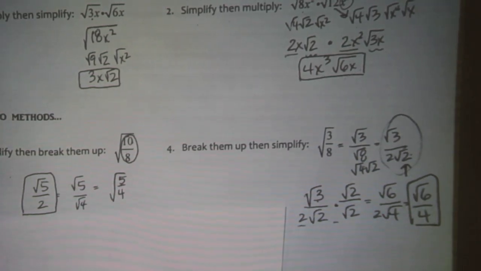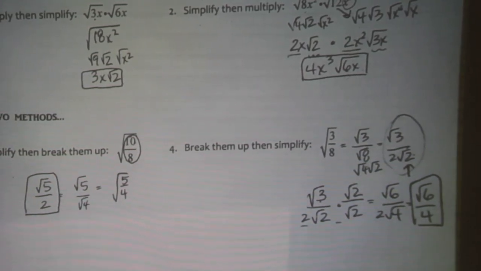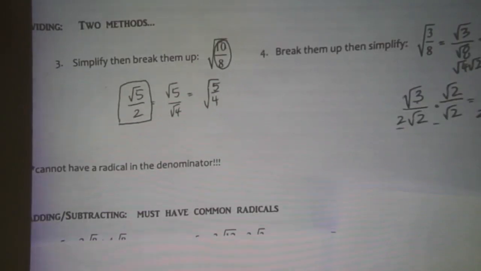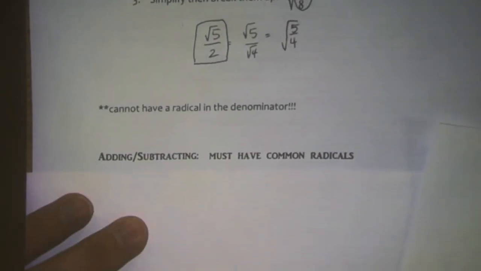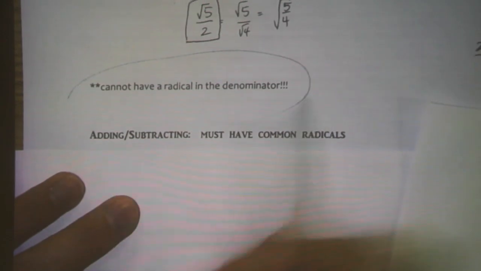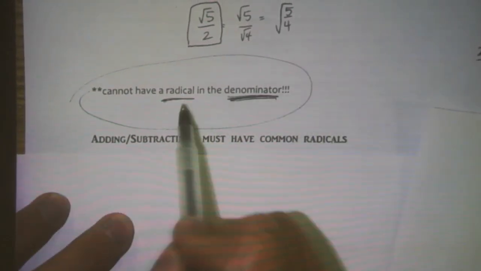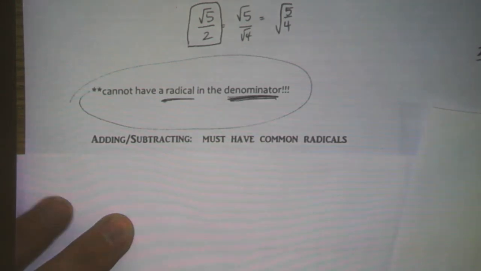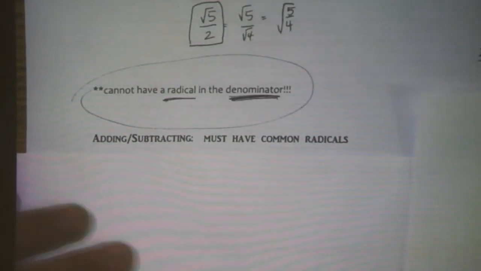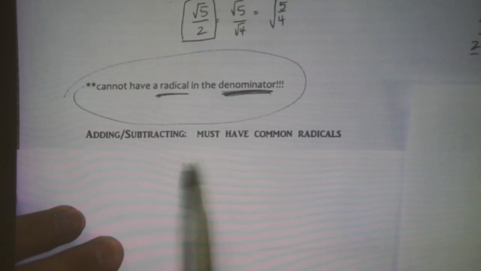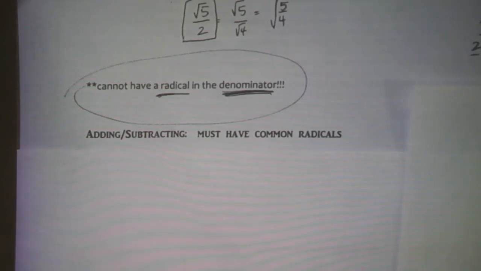All right, let's look at adding and subtracting. Don't forget to fill this in. You cannot have a radical in your denominator. If it's your final answer, this cannot happen. No radicals in the denominator. All right, for adding and subtracting, you must have common radicals. Just like when we combine like terms, you have to have like terms. Same thing with square roots.